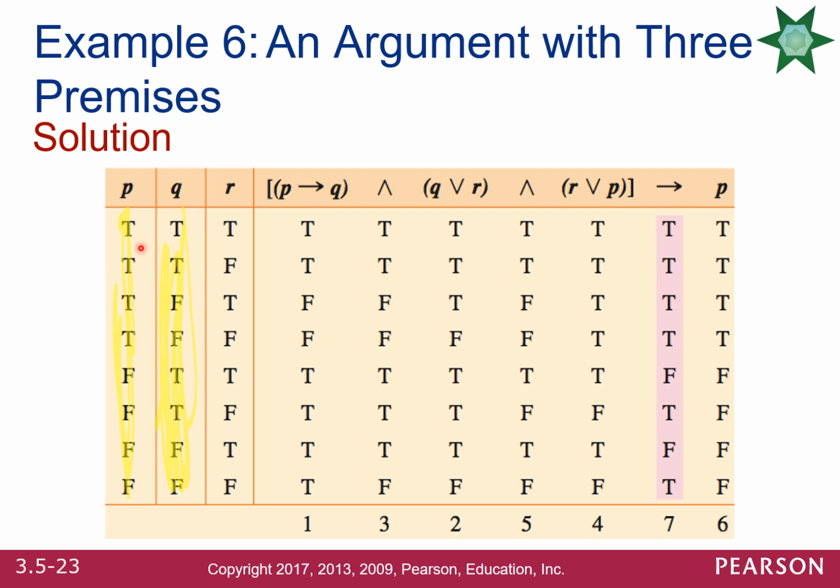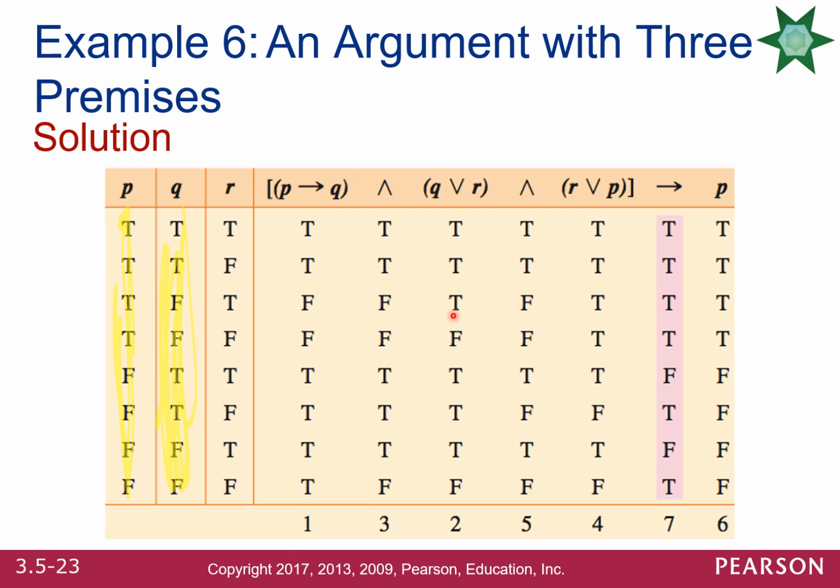So let's look at this. True, true should give us a true. True, false should result in a false. The if is true, but the then is false. That's the only time it'll result in a false. False, true should give a true. False, false should be a true. So first step is completed.